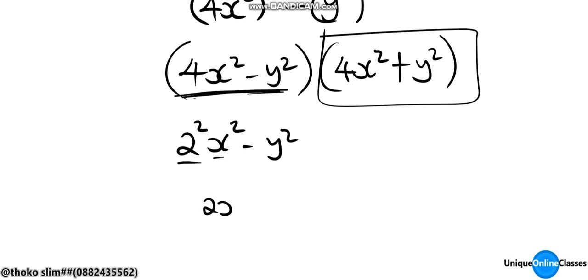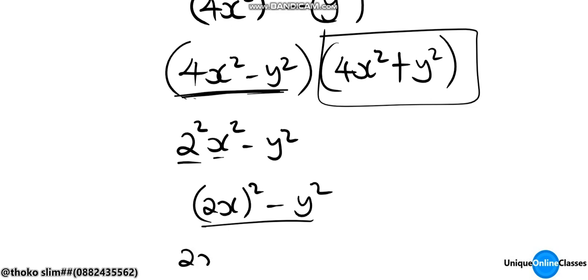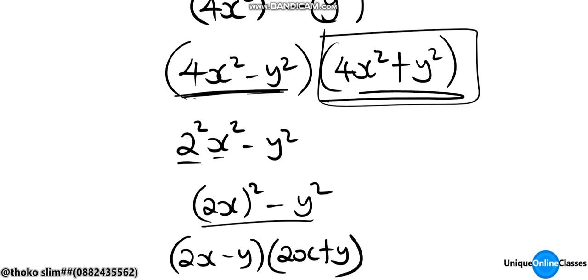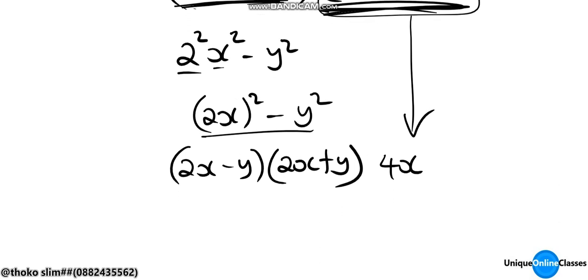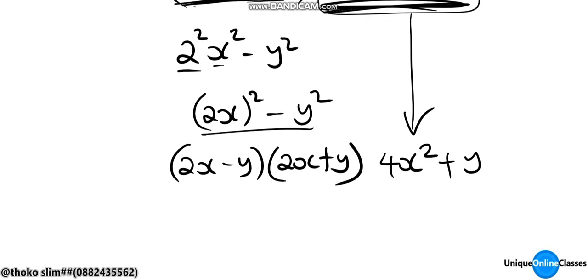We will carry 2x, then close the bracket squared minus y squared. So on this one as well, you're going to produce 2 brackets. You need to carry 2x minus y. You need to carry 2x plus y. But don't forget your 4x squared plus y squared.